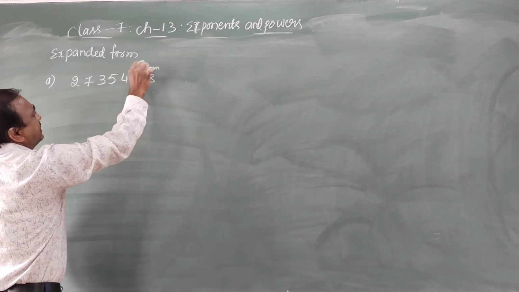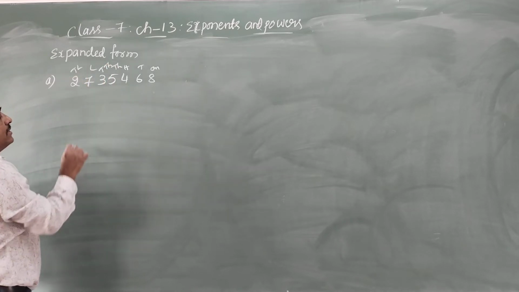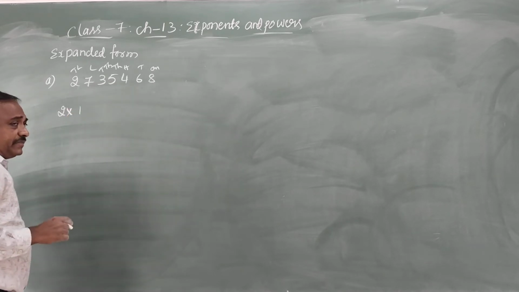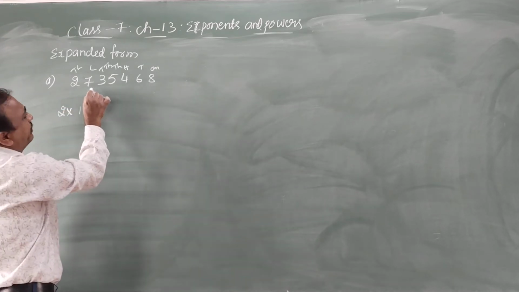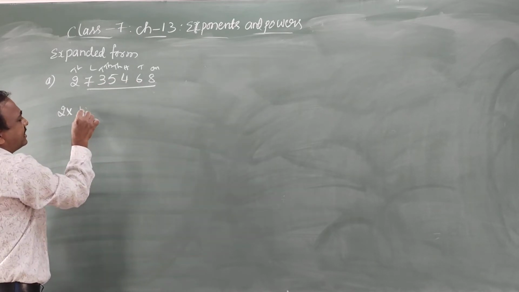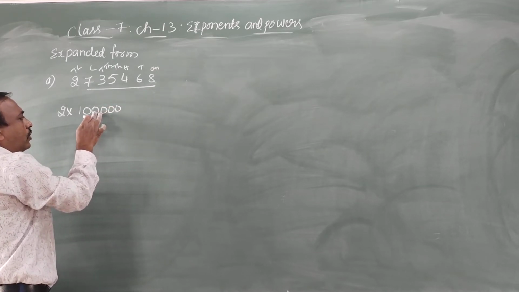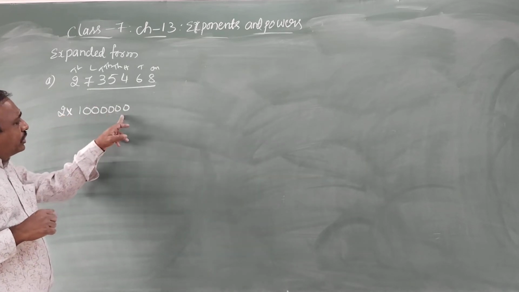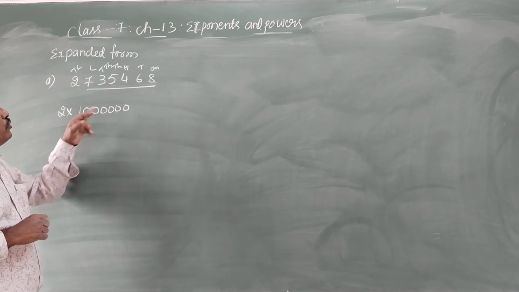Ones, tens, hundreds, thousands, ten thousands, lakh, ten lakhs. So 2 into, how will you write? It is in the ten lakhs place. 2 into 1, and besides the 1, how many zeros? See these places, how many are there? 1, 2, 3, 4, 5, 6. So 6 zeros. Then only it will become 2 into 10 to the six, which is 20 lakhs.